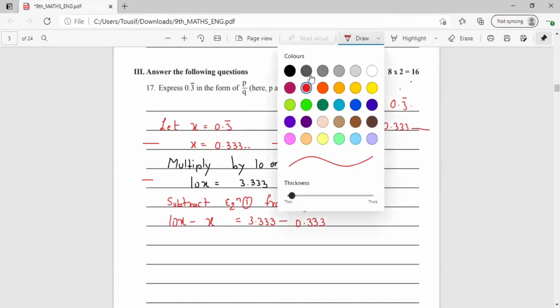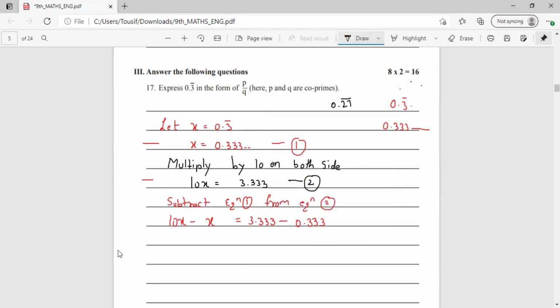From here on, it's very simple. Just subtract and get the value. So 10x minus x, we get the value as 9x. As you can see, for the second term, x, there is no numeral, so we have to consider it as 1. So 10 minus 1 gives 9. 3.33 minus 0.33, we get the value as just 3.